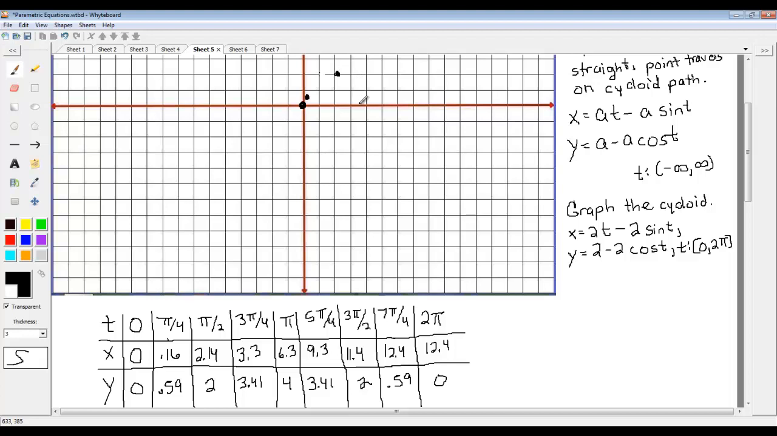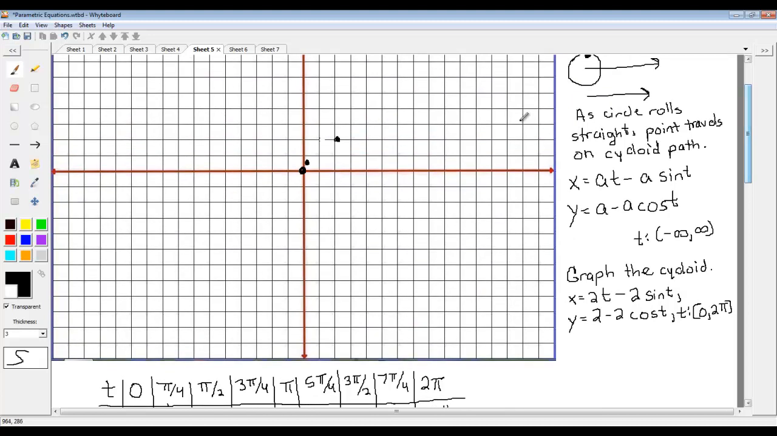We got 3.3, comma 3.41. I'm going to have to scroll up here. 3.3, comma 3.41. So about right there or so. That's one of the problems with trying to kind of guesstimate here. The 2 pi or 6.2 or so, comma 4. Then 9.3, comma 3.41.